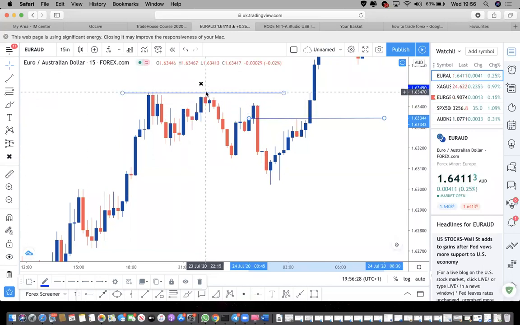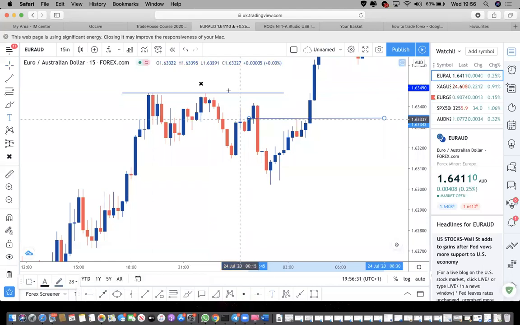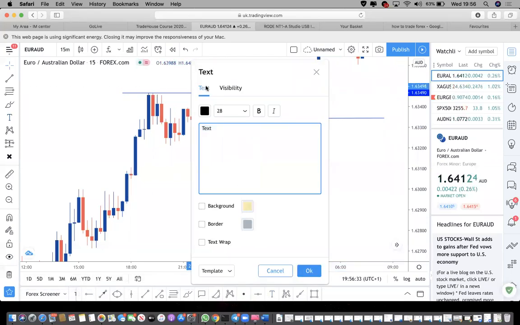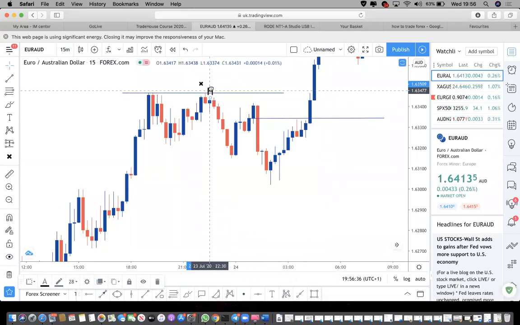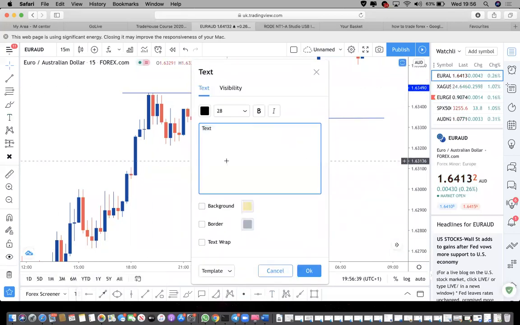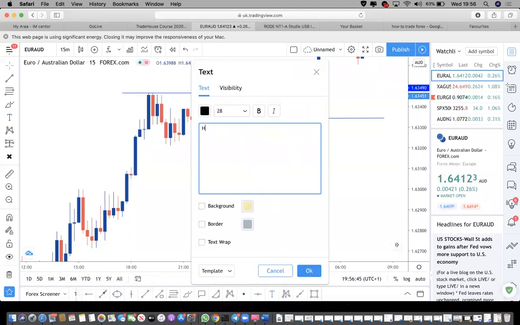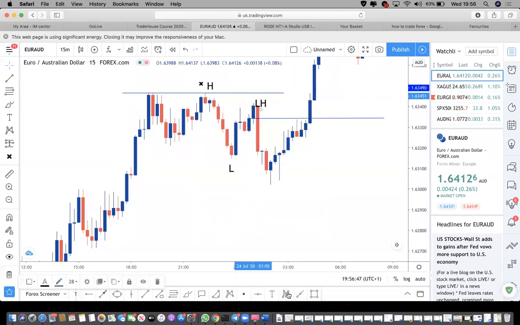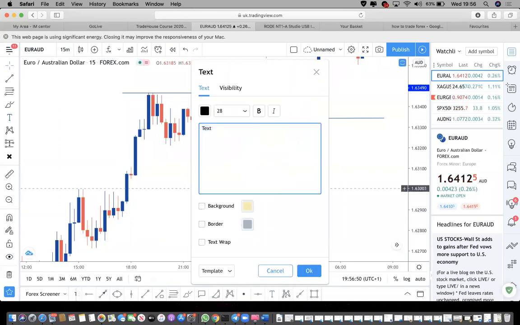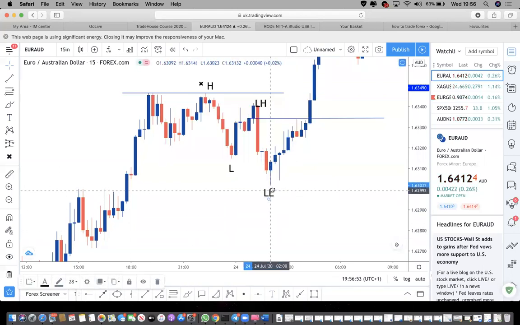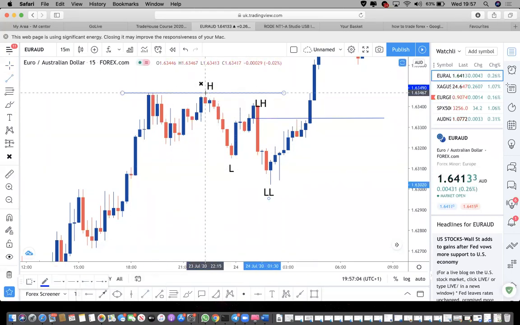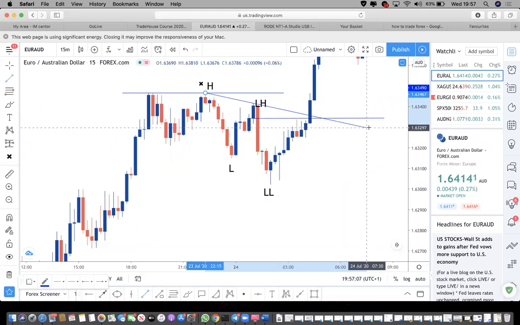I have a high right here. Let's label it, make it clearer for people to understand. A high. I'm going to represent it with an H. High. A low. A lower high. And a lower low. So this area is the high, a low, a lower high, a lower low. In market structure, what would you say this is? A downtrend, right? We would call this a downtrend. Why? Because the trend is coming down.